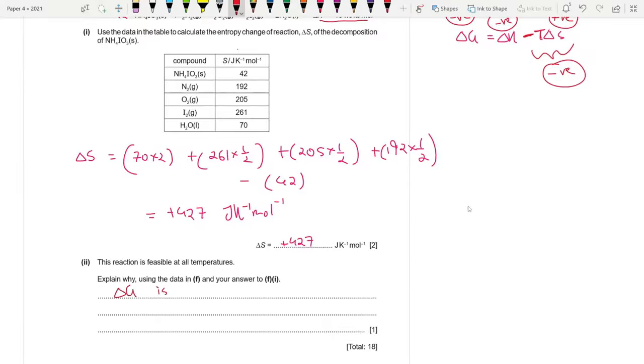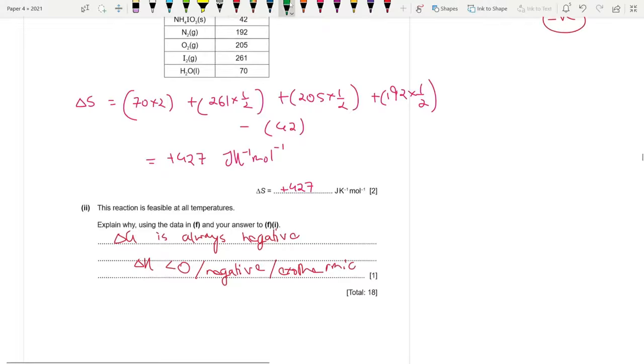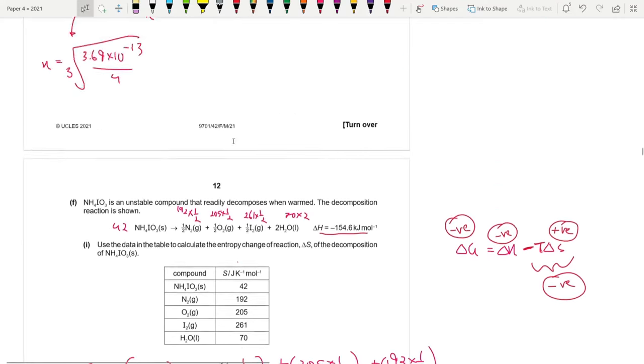Okay, so that's what we have to say. Del G is always negative. Why is that? Because del H is negative or less than 0, we can say that it's exothermic, right? Or you could say that it's an exothermic reaction. And what else do we have to say? We need to mention that del S is greater than 0, or it's positive. Or you could say that basically minus T del S is always less than 0 for all values of T. So that's the reasoning. Hopefully you understood the math.